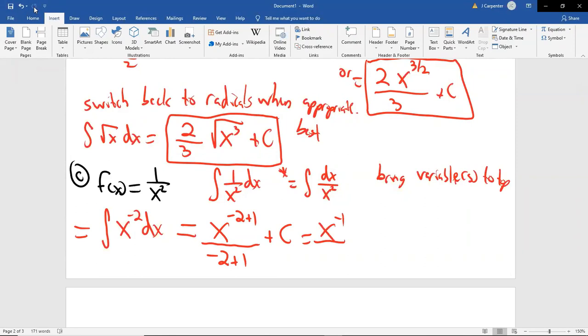All over negative 2 plus 1, which is also negative 1. There's a plus c. Dividing by negative 1 is the same as multiplying by negative 1. So we don't want to leave that in there. We generally don't like negatives left in denominators. If this was a 2, you could leave the 2. If it was a 5, you'd leave the 5. But the negative really needs to come in front. Dividing by 1 does nothing. So this is negative x to the negative first plus c.